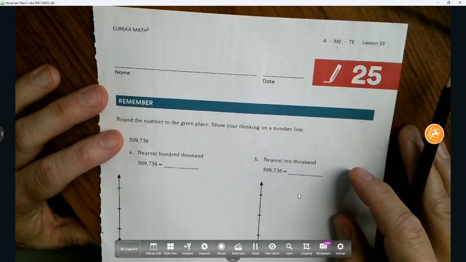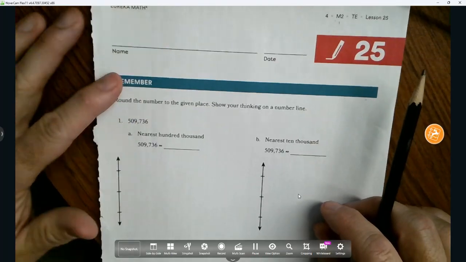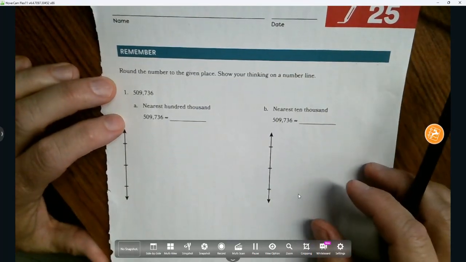Almost done. There's this homework and then the homework for 26, and then there's no more homework for this module. But that means there's a test coming. All right, make sure we're paying attention, make sure we're ready for that test.